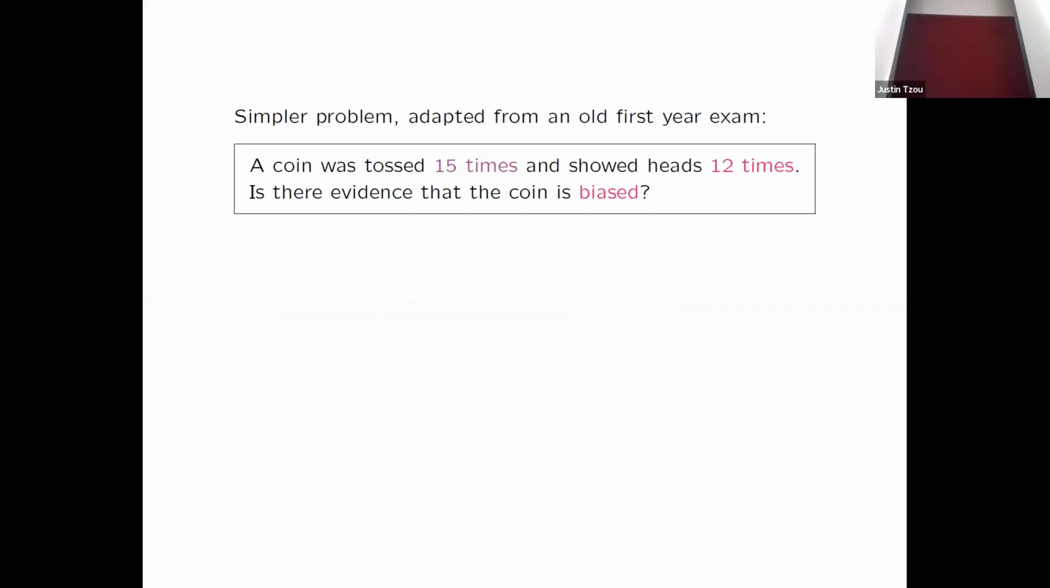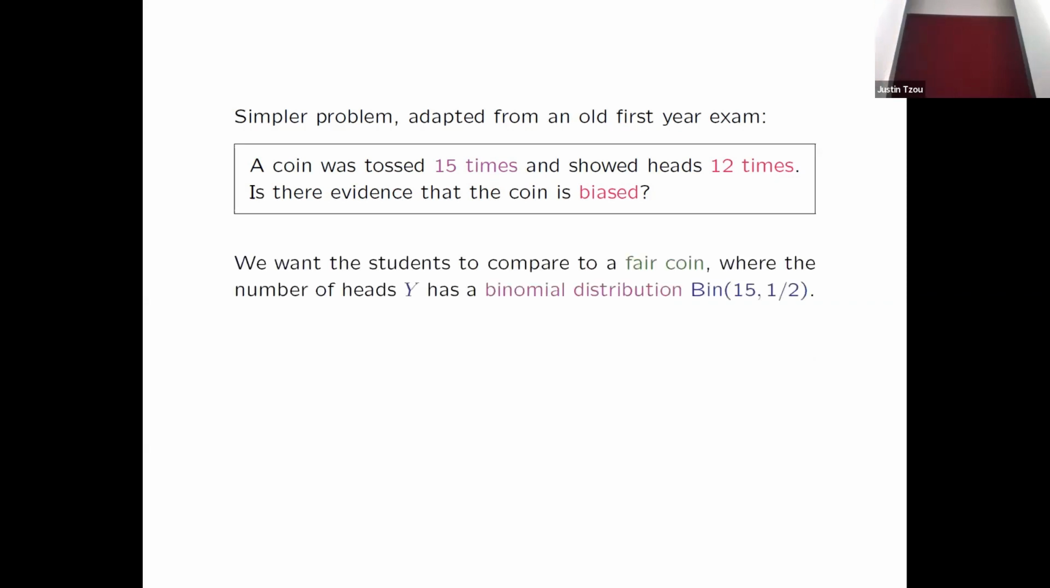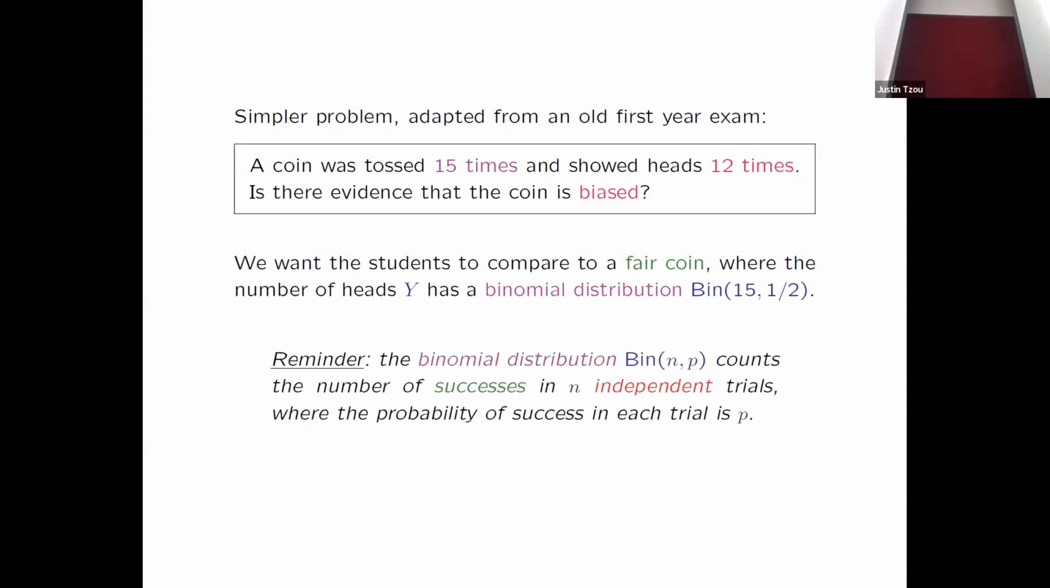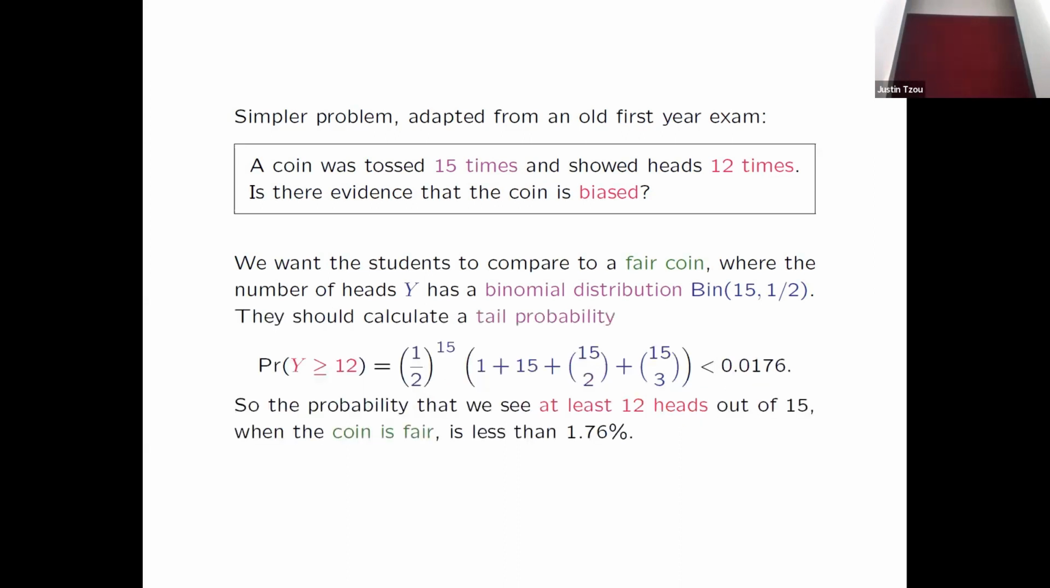It's a biased coin. So a fair coin should come up heads with probability exactly a half. Is this enough evidence that the coin is not fair? What we want the students to do is to compare this experiment to what you would get if you did use a fair coin, right? With 15 flips and exactly a half probability of heads. So the number of heads now has a binomial distribution where we remember that in a binomial distribution, there are n trials, they're independent of each other, and the success probability is p, right? Independent is important.